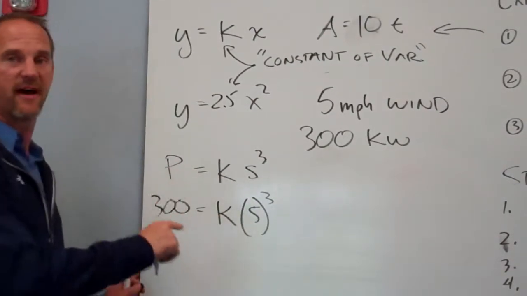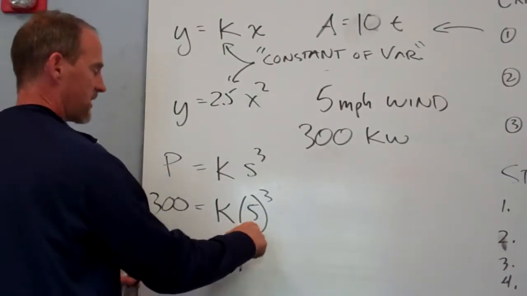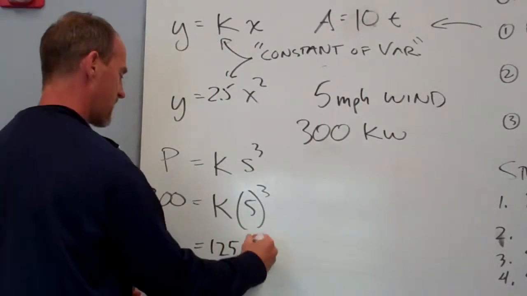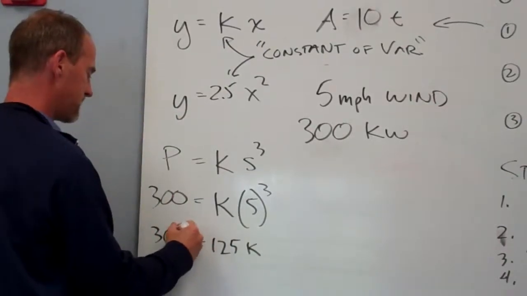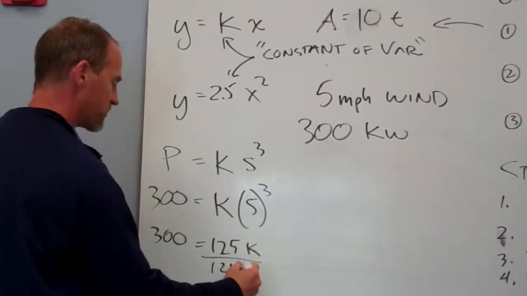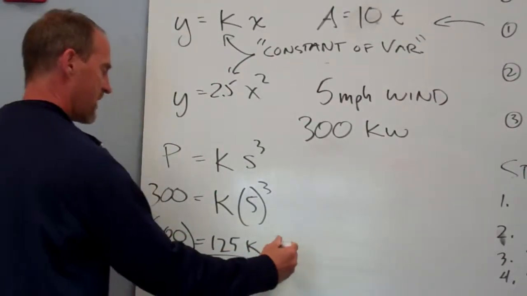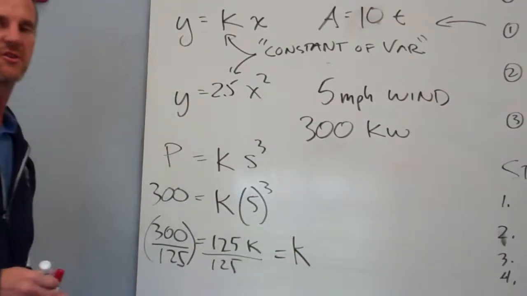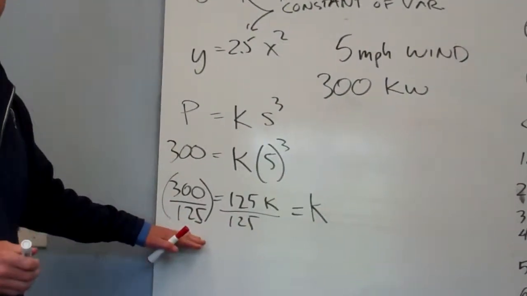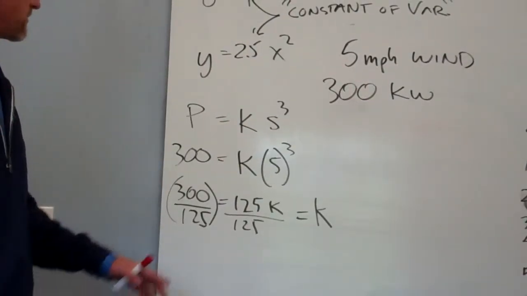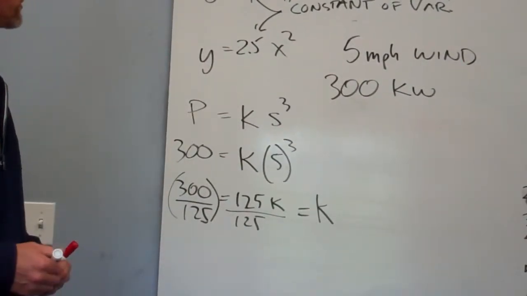Okay, 5 times 5 times 5, or sorry, 25 times 5 is 125. k is equal to 300, so I divide both sides by 125. 300 over 125, and this is my k constant. Okay. So you can put that into a calculator and do the math. It's going to be a little bit more than 2, a little less than 3. But I'm just going to leave it like that as a fraction. There's no problem with doing that.